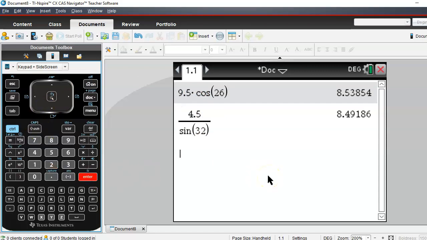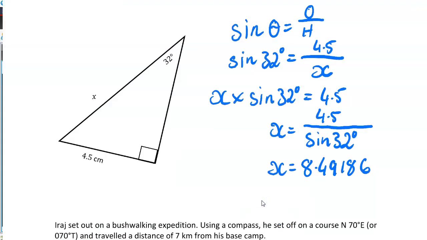So, x is equal to 8.49186, and as that's to 2 decimal places, x is approximately equal to 8.49 centimetres.